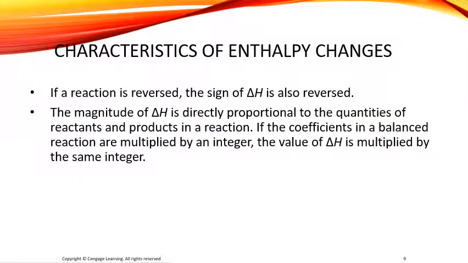So now that we have just completed our jaunt through equilibrium, we can focus on the characteristics of enthalpy changes where we have reversible processes. Please remember, we've talked about this before with Le Chatelier's principle, but if the reaction is reversed, the sign of the delta H value is also reversed. The magnitude of delta H is directly proportional to the quantities of reactants and products in a chemical reaction. So if we have to change the coefficients in a balanced reaction, they're just going to be multiplied by some integer. The value of delta H will also be multiplied by that same integer.